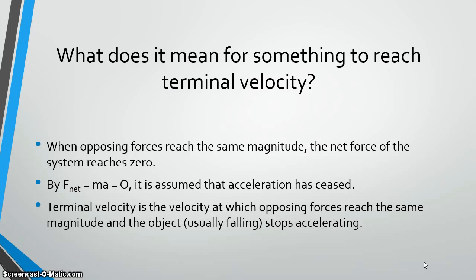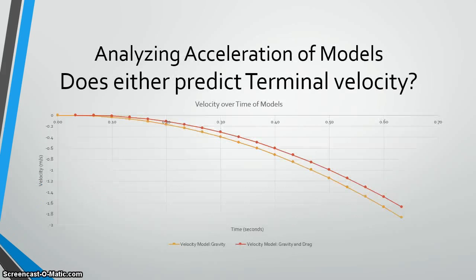So what does it mean to reach terminal velocity? Terminal velocity is the velocity at which opposing forces reach the same magnitude. So the net force equals 0. When net force equals 0, as said before, ma is also assumed to be 0, so acceleration stops. At this point, the velocity does not change, and the object, which is usually falling, stops accelerating.